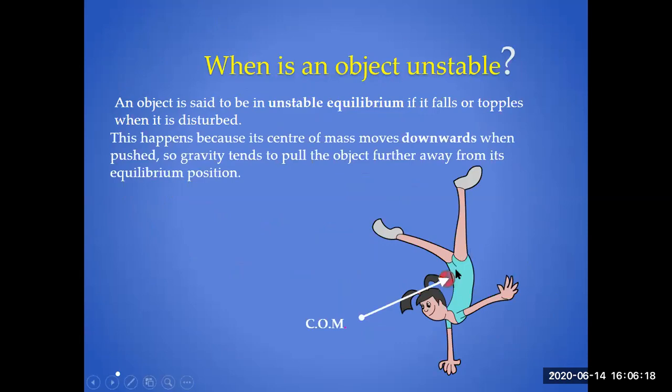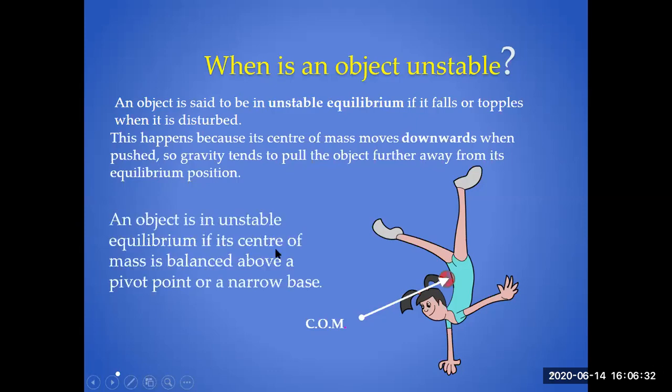Whenever you disturb it, it will not come back on its own. What happens is that the center of mass moves downward when pushed, so gravity tends to pull the object further away from its equilibrium position. So this is the reason. An object is in unstable equilibrium if its center of mass is balanced above the pivot point or a narrow base. This one is a narrow base and it is balanced above the point of suspension.